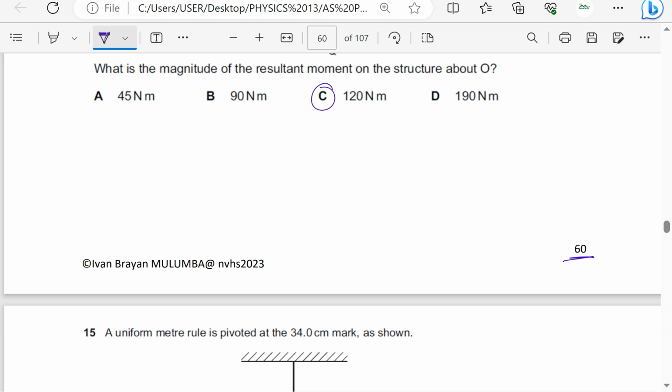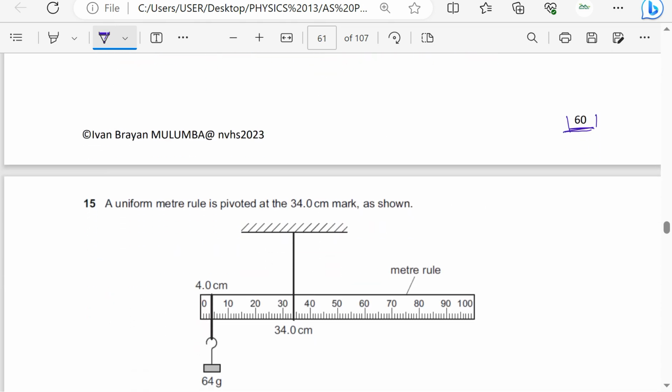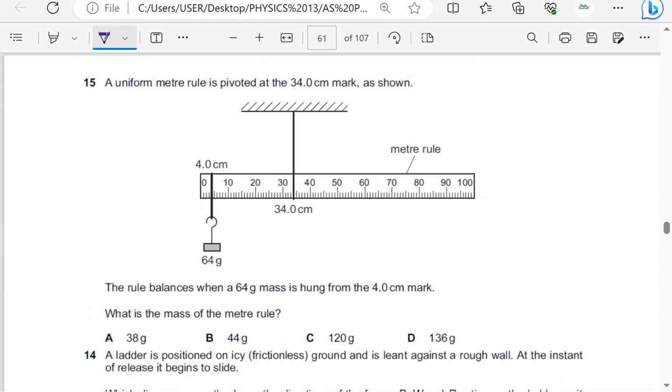So without wasting time, I think in part 7 we stopped on page 60. So in part 8 we should start from page 61. So let's go. A uniform meter rule is pivoted at 34 centimeter mark as shown.